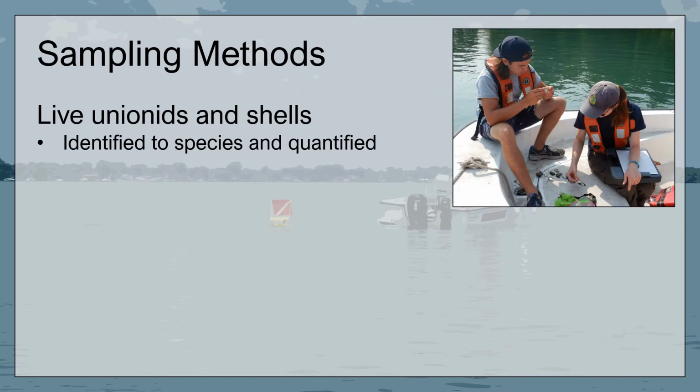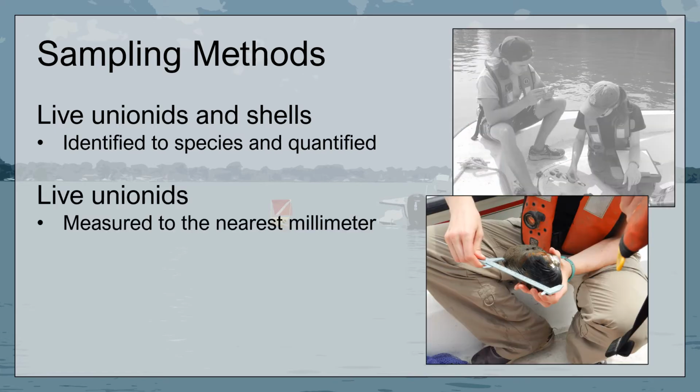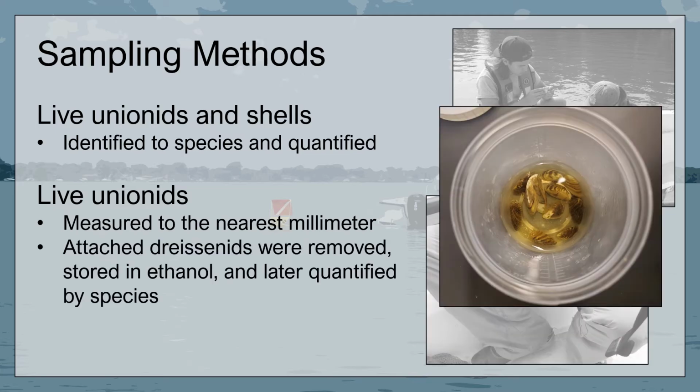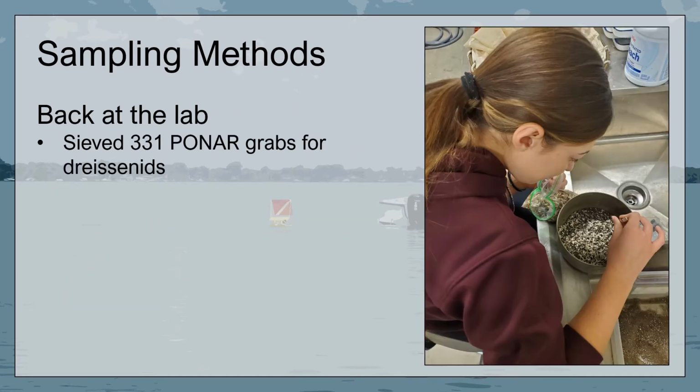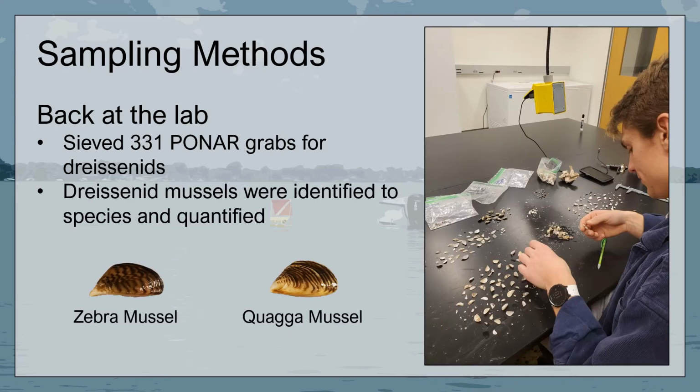When any live unionids or unionid shells were found, they were brought to the surface, identified by species, and quantified. Live unionids were also measured to the nearest millimeter, and any attached Dreissenids were removed, stored in ethanol, and later quantified by species. Once we were back at the lab, we sieved all 331 ponar grabs for Dreissenid mussels. Dreissenids were then identified to species and quantified.